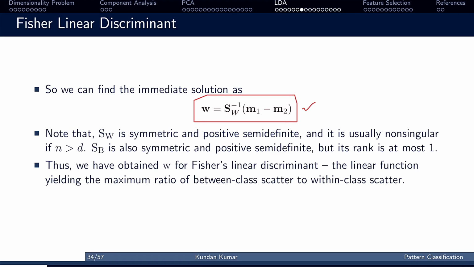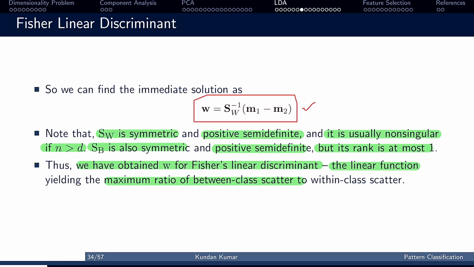A few things we can note here: SW is symmetric and positive definite, and it is usually non-singular if the number of samples is greater than the dimensionality of the feature vector, and SB is also symmetric and positive semi-definite, but its rank is at most 1. Thus we have obtained W for the Fisher linear discriminant function. So what is the Fisher linear discriminant function? It is a linear function which gives the maximum ratio of between class scatter to within class scatter.